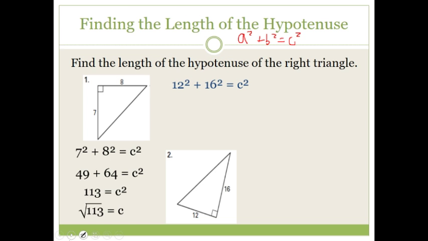Then I plug them into our equation. So I get that 12 squared plus 16 squared is equal to c squared. We simplify the left-hand side of the equation. And remember, this means 12 to the second power, or 12 times 12, and that's 144. 16 squared is 256. I add 144 and 256 to get 400, and 400 is equal to the hypotenuse squared, or c squared. So then finally I take the square root of both sides to figure out the length of the hypotenuse, and in this case it is 20.